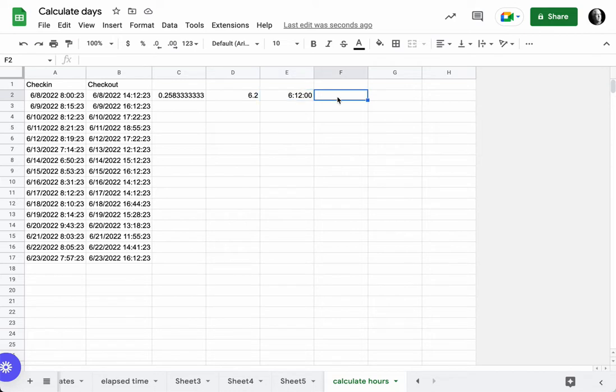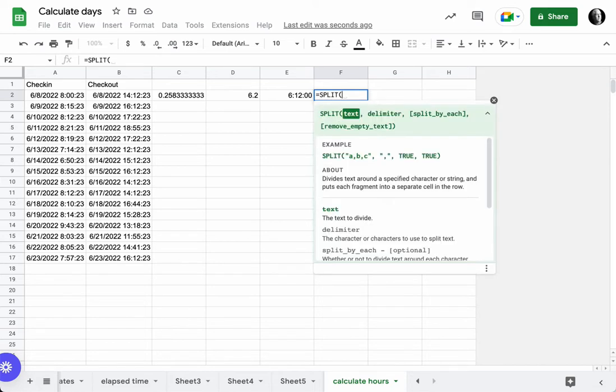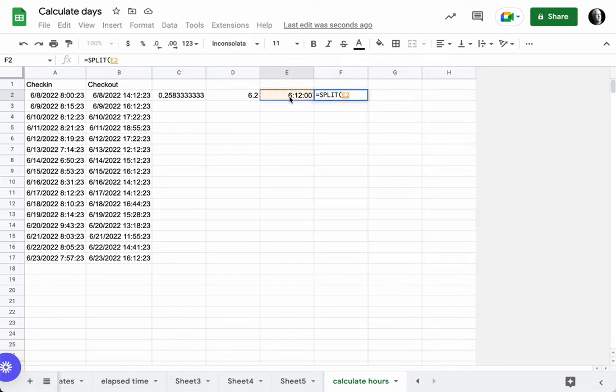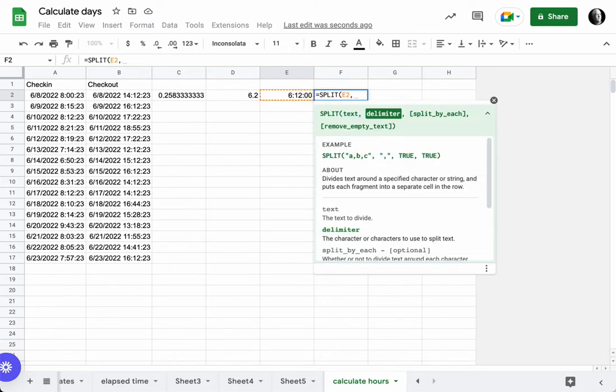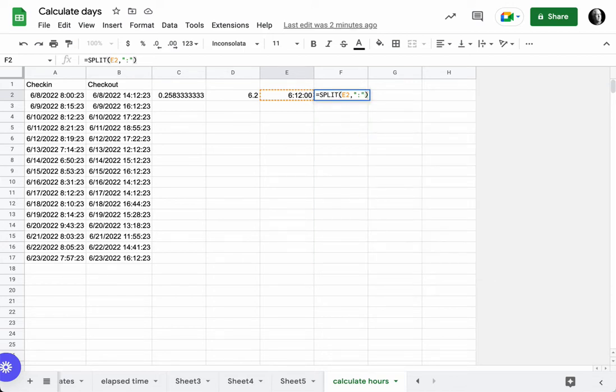So what we might try to do here is go ahead and split equals split. Let's split this text, and the delimiter that we're going to use is the colon. And let's see what happens if we do that. Okay, we get 6, 12, 0. If I don't really want the seconds included, they're going to be irrelevant, I could add a function in there to drop that.